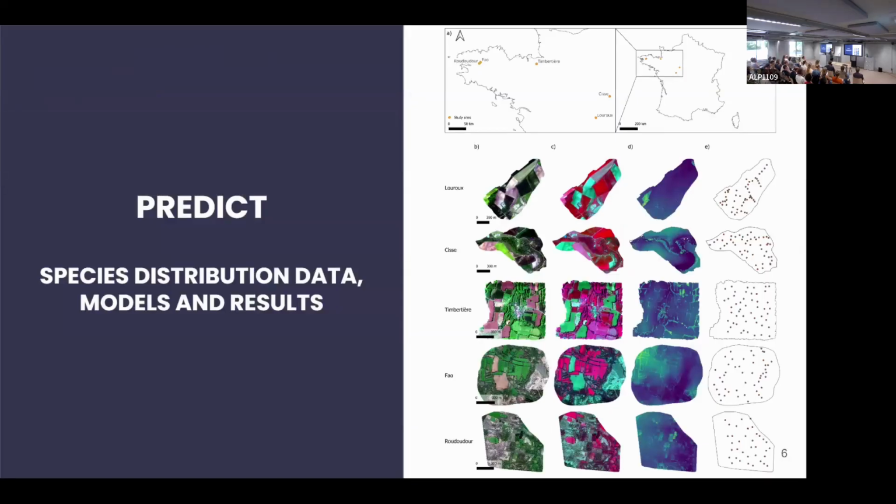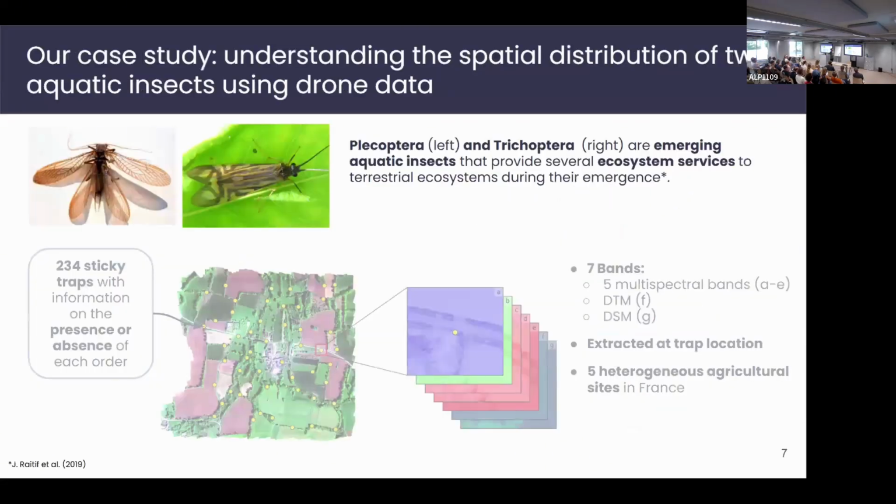So, first part, predicting. I'll go quickly on this because this is not the main part of my presentation. We studied two aquatic emerging insects, Plecoptera and Trichoptera. They're interesting because they provide several ecosystem services to terrestrial ecosystems, and so by mapping their presence in terrestrial ecosystems, we also map the ecosystem services. For instance, they provide an intake of nitrogen to the surrounding fields. So that's why it is interesting to study them.